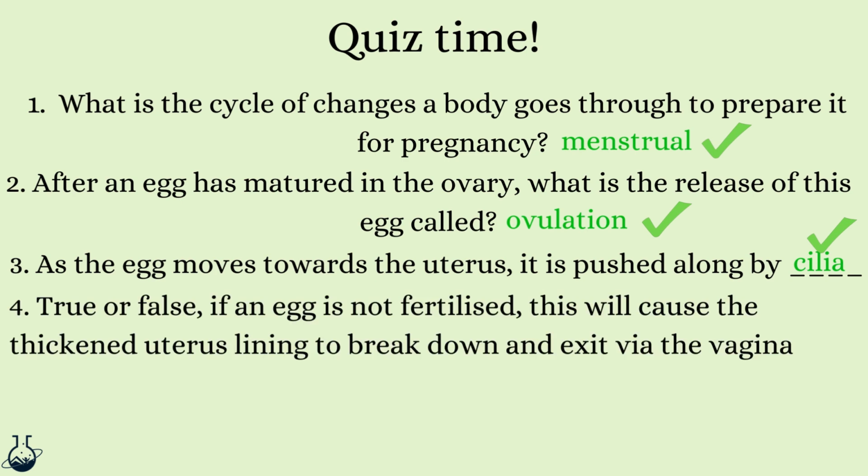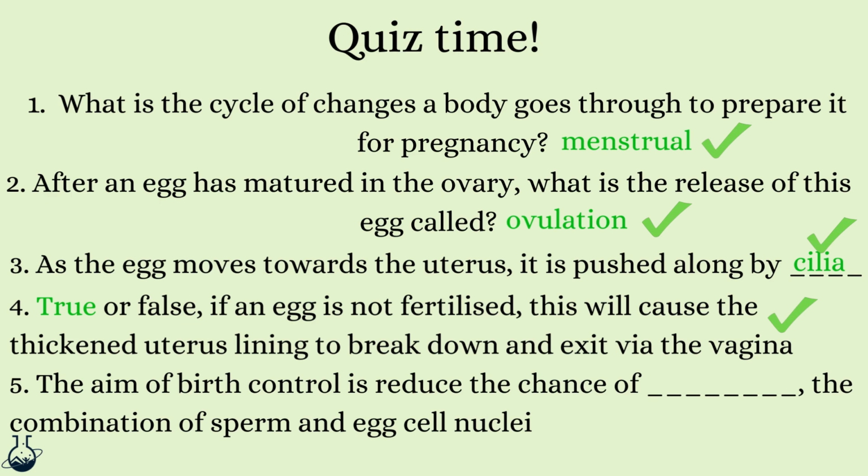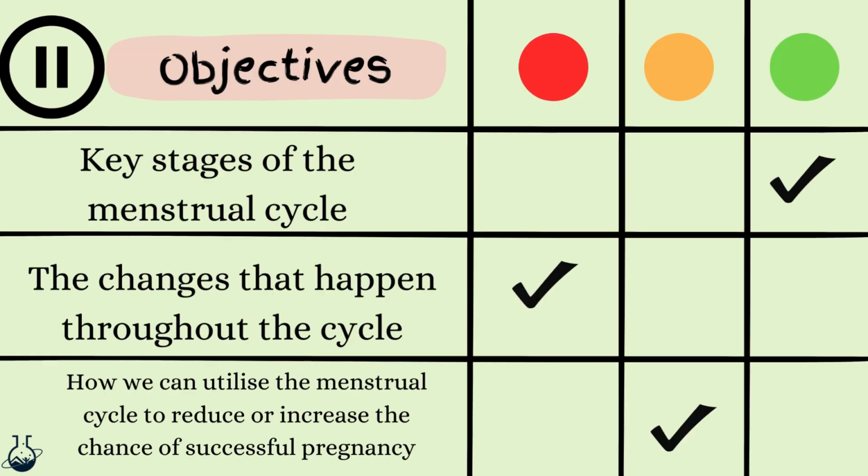Question 4. True or false? If an egg is not fertilized, this will cause the thickened uterus lining to break down and exit via the vagina. This is true. And finally, question 5. The aim of birth control is to reduce the chance of something, the combination of sperm and egg cell nuclei. Fertilization.